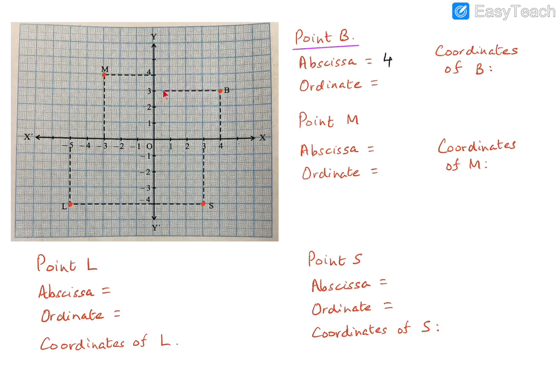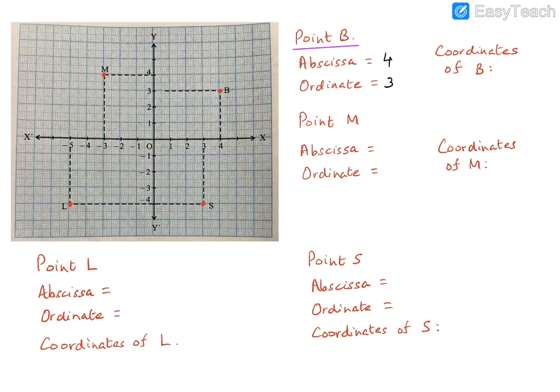So that means the y coordinate for the point B, which is also called the ordinate, is equal to 3, because the perpendicular line from the point B to the y-axis meets the y-axis at that number 3. So therefore the ordinate is 3 for the point B.